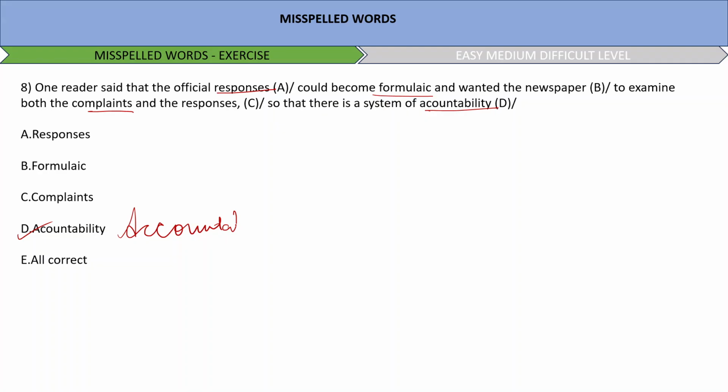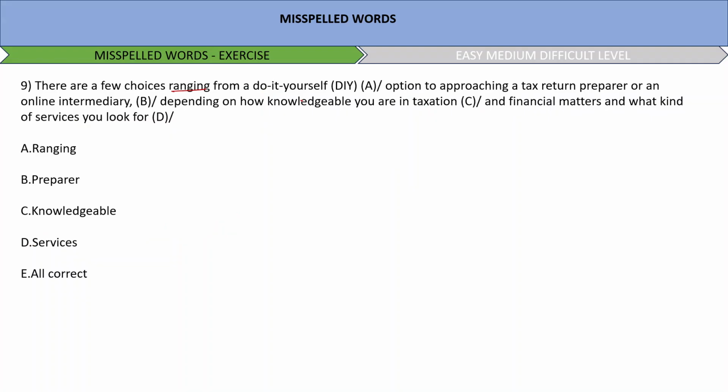Next, there are a few choices ranging from a do-it-yourself DIY option to approaching a tax return preparer or an online intermediary, depending on how knowledgeable you are in taxation and financial matters and what kind of services you look for. So definitely the incorrect spelling is preparer.